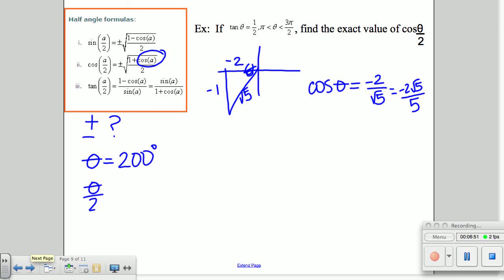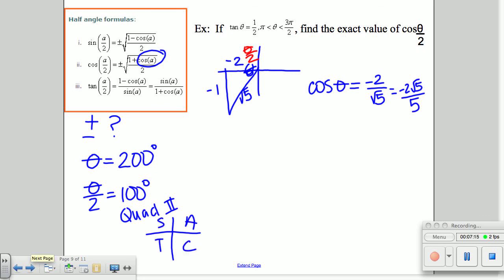So theta divided by 2 is 100 degrees, and 100 degrees is located in quadrant 2. So if I take half of a quadrant 3 angle, I get a quadrant 2 angle. It means my half angle is somewhere up here in quadrant 2. Now, if I look again at All Students Take Calculus, I'll notice that in quadrant 2, cosine is negative. So that means for my cosine of theta divided by 2, I'm going to use the negative version of this formula.